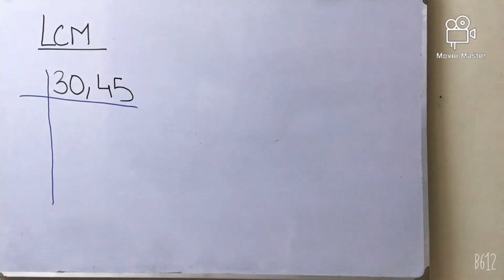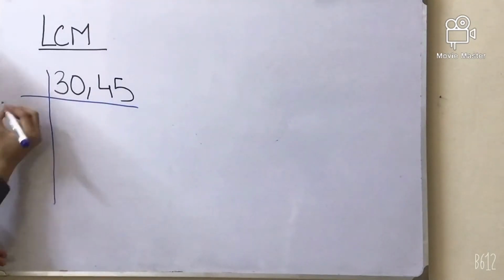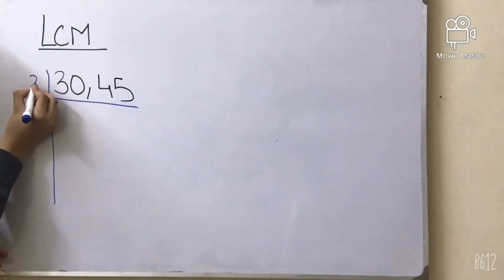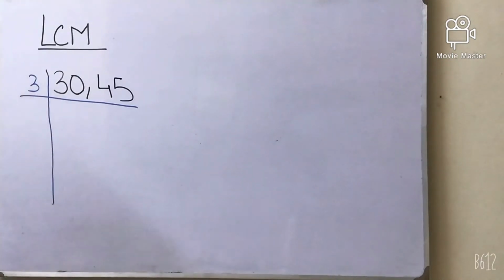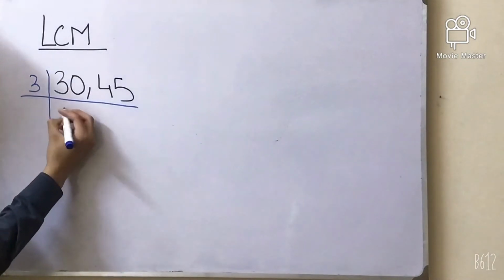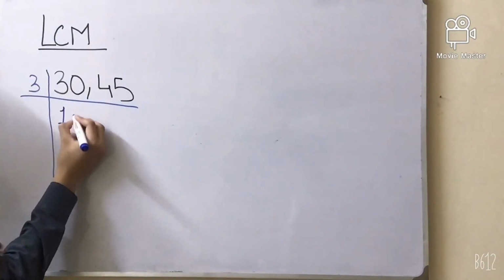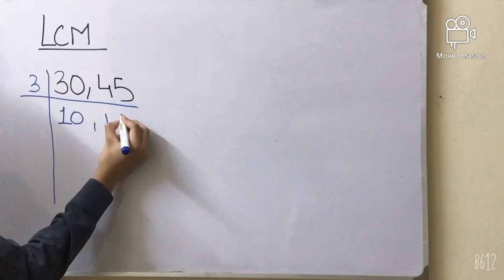So what is the smallest common prime factor of 30 and 45? The smallest common prime factor of 30 and 45 is 3. Now we will write down 3 over here and we will divide both numbers by 3. So we will be left with 10 and 15.